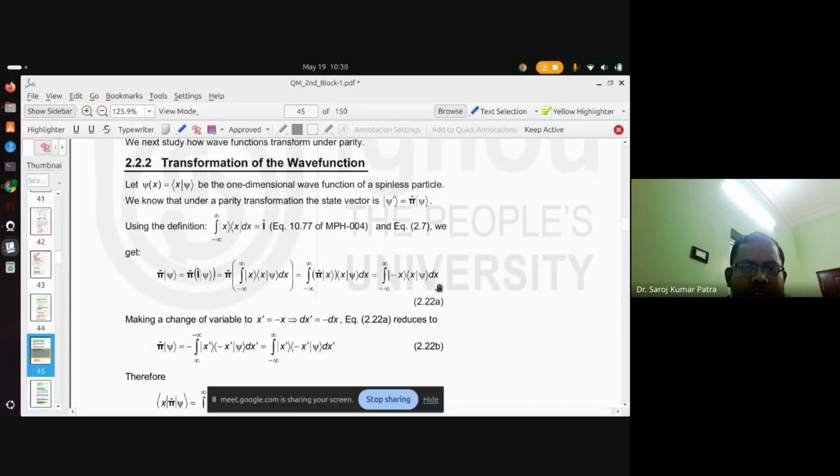Transformation of the wave function. How will the wave function transform? So this is the form of the identity matrix that we discussed yesterday as well. Right? All of you remember this one.